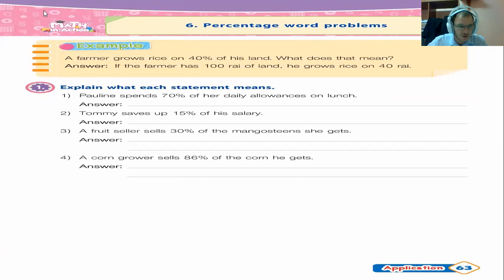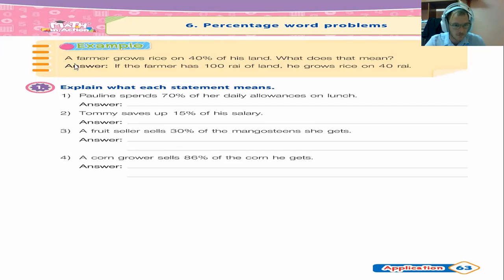So the other one I wanted to look at was these 4 word problems, just to get us started into thinking how word problems work. Word problems are sometimes the most difficult questions because we have to read a lot of information. So what is the first step to word problems? Read carefully. Make sure we read carefully. Okay. Let's first look at the example.